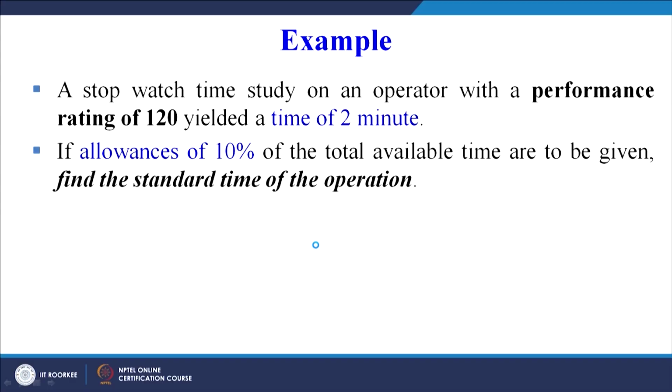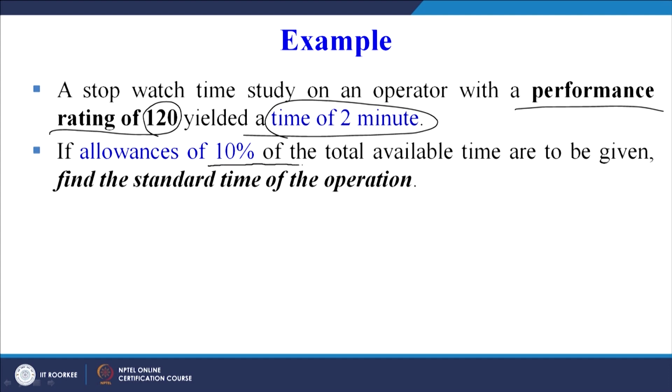Now let us see another example. A stopwatch time study on an operator with a performance rating, so again a performance rating is given, that is 120, yielded a time of 2 minutes. So observed time is also given. If an allowance of 10% of the total available time is to be given, find the standard time of the operation.